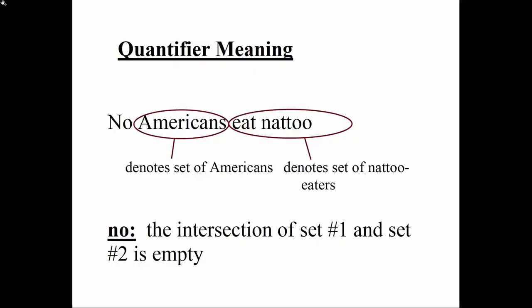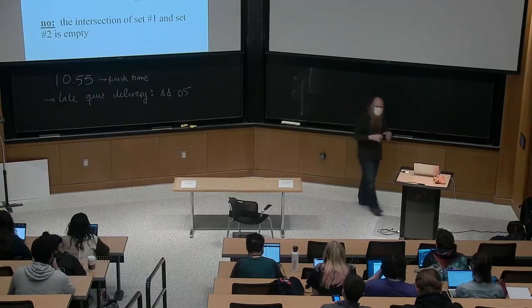Tasty stuff. So it's not true that no Americans eat natto, but it's grammatical. And what it means is, you're looking at the set of Americans and the set of natto eaters, and you're saying the intersection of those sets is empty. There's nothing that's in both of these sets.